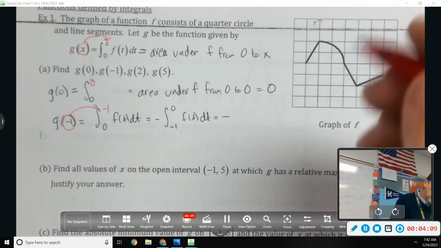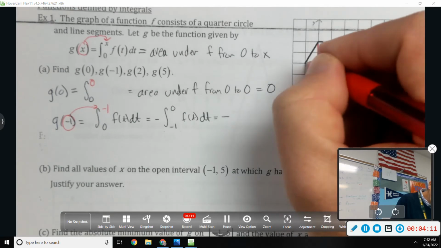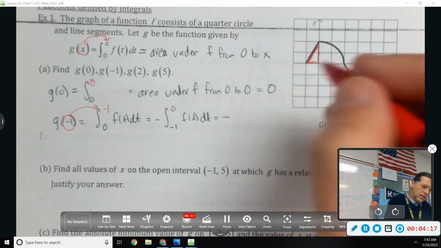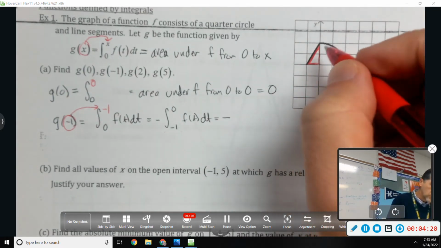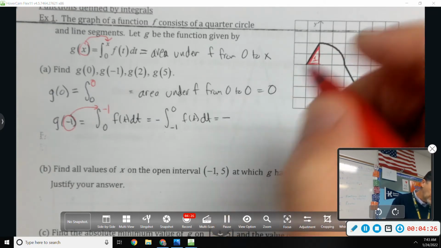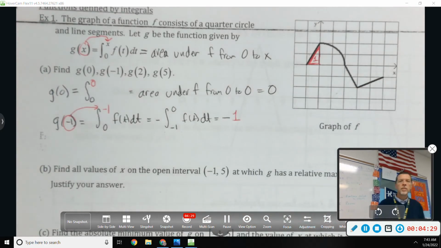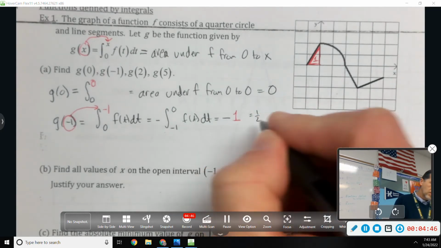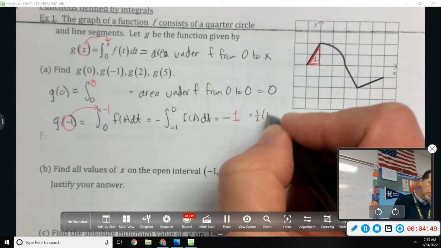So the area from 0 to 1 would be this little triangle here. 1/2 base times height. Or you could almost just look at it and fit that piece of area into that piece of area. And that area is 1. So be careful how you answer the question. The area is 1, but because we were going backwards, the answer to the integral is negative 1. I did 1/2 base times height, because that's the area of a triangle.